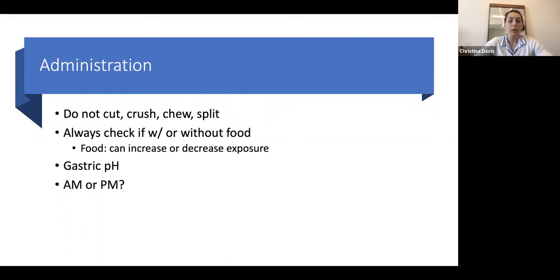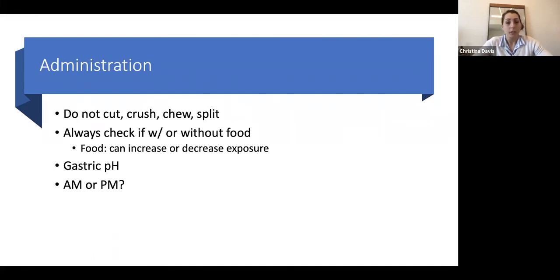Always check if a drug should be taken with or without food. A little bit later on in the drug interaction section, I have a table, but food can alter the exposure of drugs in many, many ways. And it really is drug dependent. Sometimes the exposure will be increased, sometimes it will decrease the absorption. So it's just something that you have to look at individually.